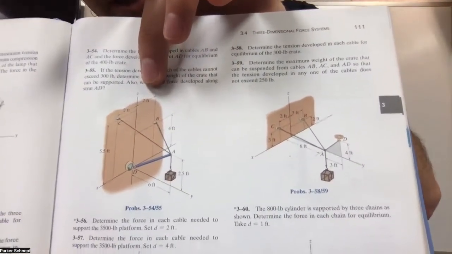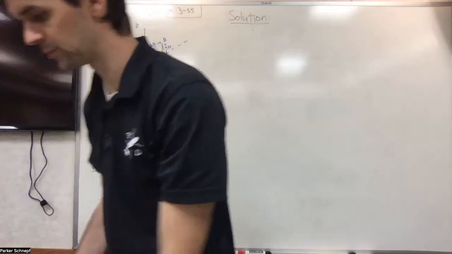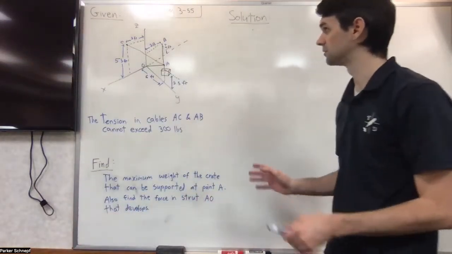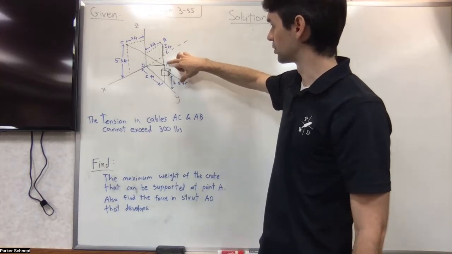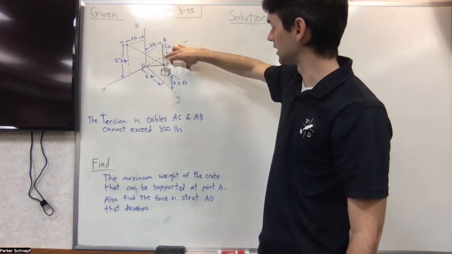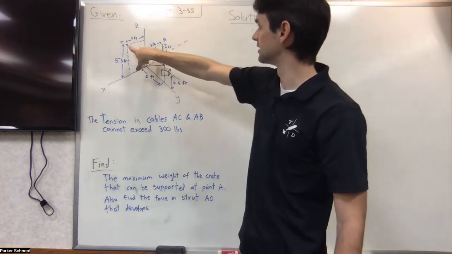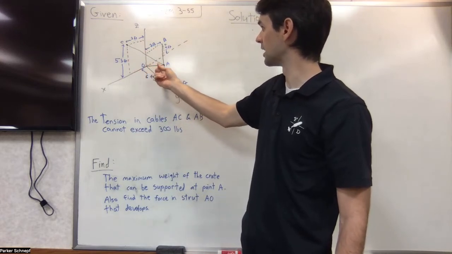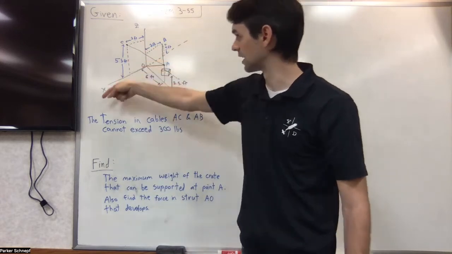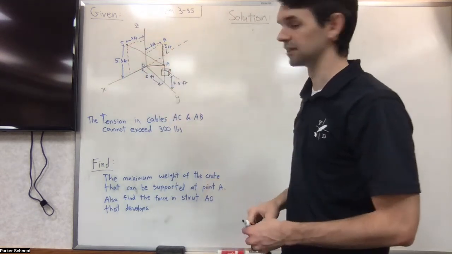Let me take a look at that to understand what I'm trying to draw. Drawing on a board in 3D is always a little challenging, but I've done my best here. We have this crate being supported at point A. At point A, there is also a cable AB supporting it, a cable AC supporting it, and then the strut, this rigid member from O to A, that is also supported. This is my X direction, Y direction, and my Z direction. I have all the dimensions labeled.